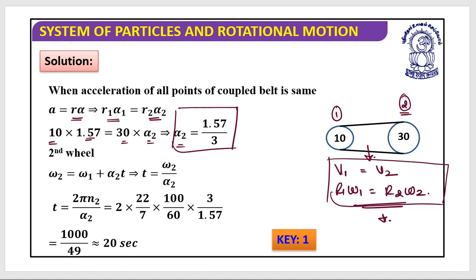Now for the second wheel, I can write omega 2 is equal to omega 1 plus alpha 2 into t. As it has started initially from rest, t is equal to omega 2 by alpha 2. Let's replace omega with 2 pi f. It's 2 pi n2 by alpha 2. Put in the values and get the answer. It is approximately 20 seconds, 1000 by 49. Somewhat more than 20, but approximately it would be 20 seconds.